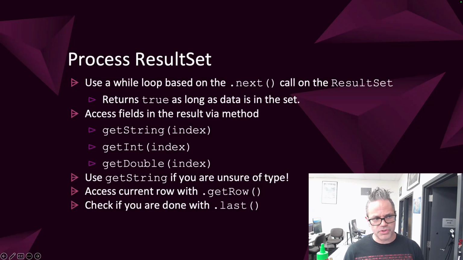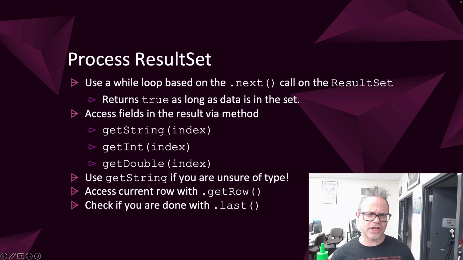When we're processing the result set, we use a while loop with the .next call on that result set, which returns true as long as there's still data in that result set to be processed. You access it via fields in the result set. So we have getString, which takes an index, or getInt, getDouble, getBoolean, whatever you want, or any of the other get types for database type values supported in Java as well. Pass it the index to grab that value.